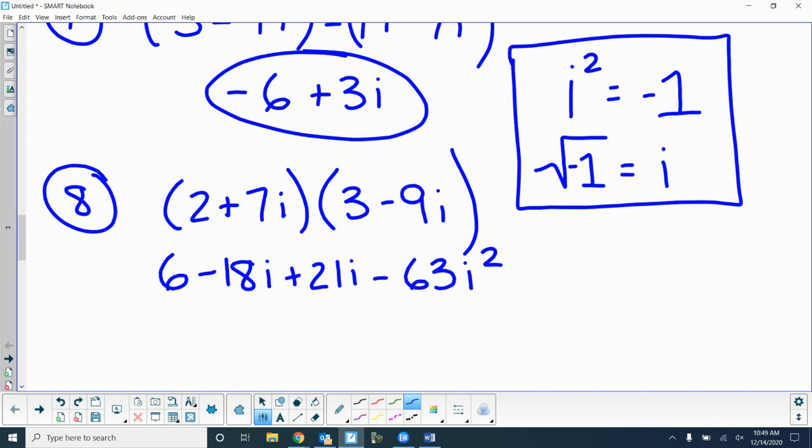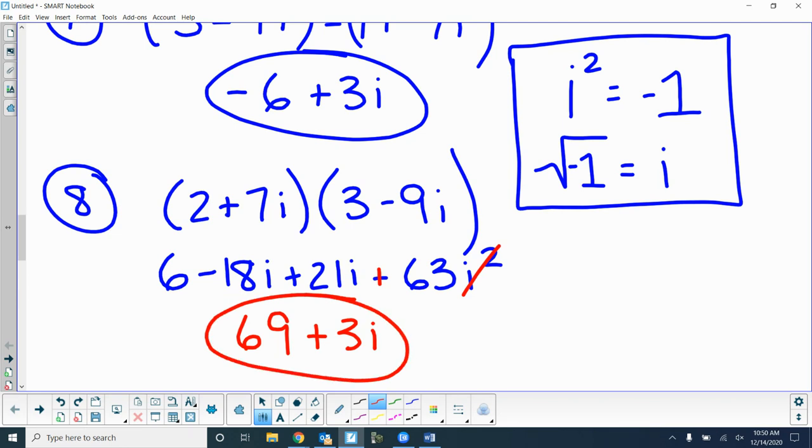So there's that i squared popped up. Remember, that equals negative 1. So it's like negative 63 times negative 1, which makes it positive 63. Just get rid of that i squared. Combine like terms. 6 plus 63 and negative 18 plus 21. We get 69 plus 3i is our final answer after multiplying those two complex numbers.